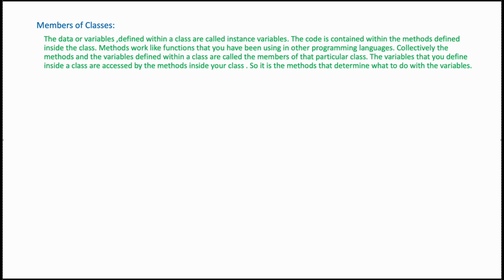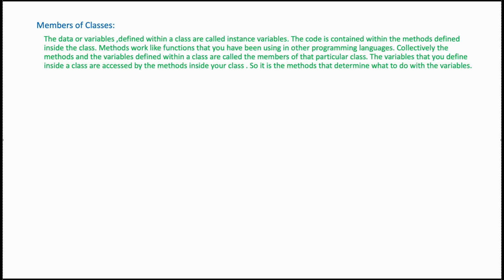Members of classes. The data or variables defined within a class are called instance variables. The code is contained within the methods defined inside the class. Methods work like functions that you have been using in other programming languages. In the C programming language, you have seen functions. Functions are used to make code more scalable and modular.